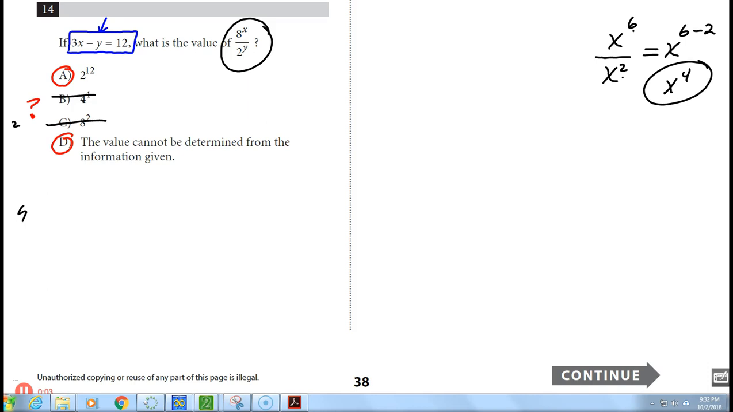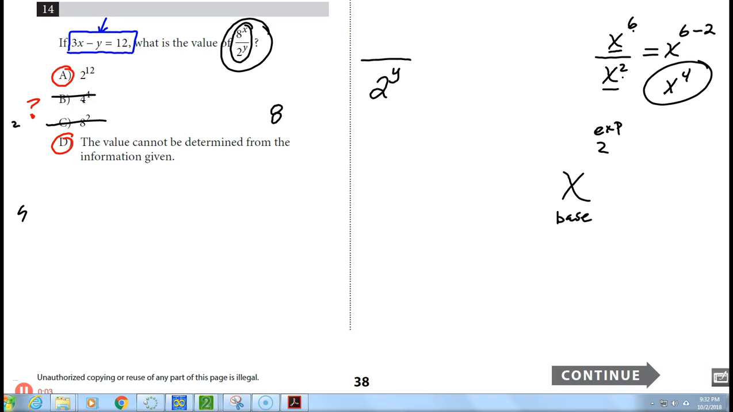Now, I'm only allowed to subtract those exponents if my bases are the same. So remember, when I say x squared, this is the base, and this is the exponent. So I need to get my bases to match. Well, over here, I can get those bases to match because, 2 to the y, I can write 8 as a power of 2.